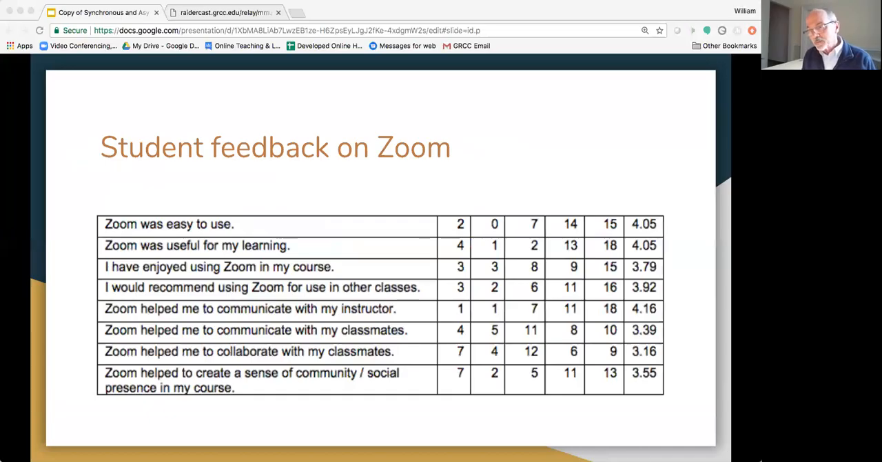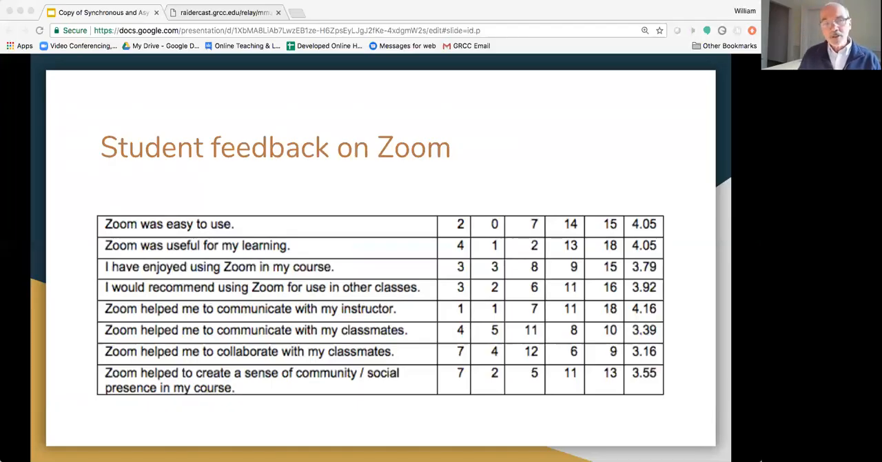So for those that used Zoom in the winter semester 2019, we asked students to complete a survey. 38 students responded to the questionnaire, and for the most part, students found it easy to use and helpful in their learning. The most valued area here was that Zoom helped them communicate with their instructor. So this is what I think speaks to that whole immediacy. We talked a little bit about perceptions of learner engagement and immediacy, and I think students felt that it did help them to communicate with their instructor.